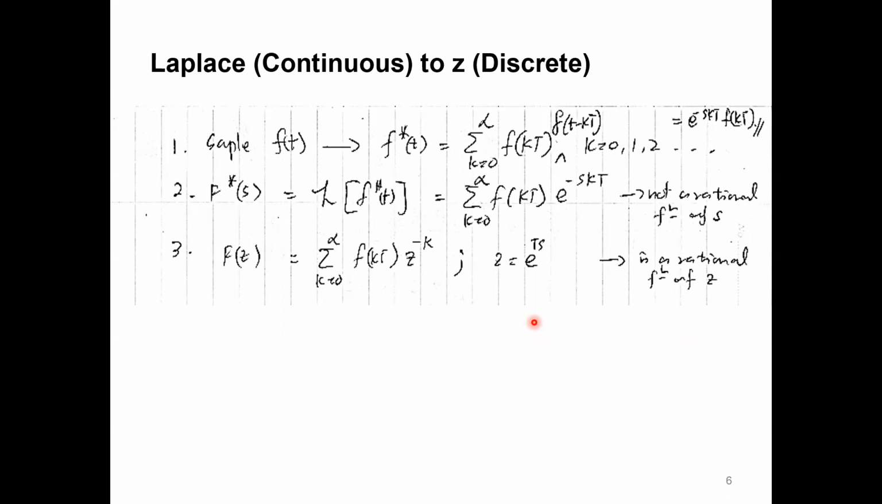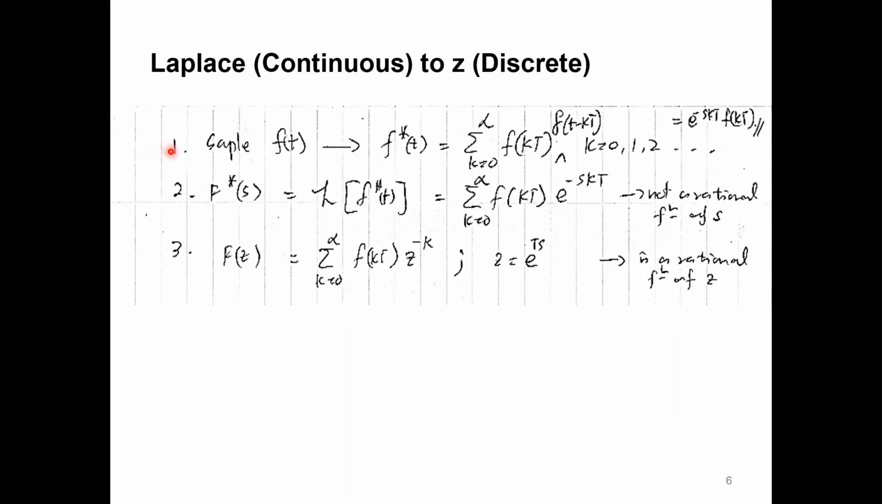So if you see what's on the screen, 1, 2, 3, these are some of the steps that we follow in getting to the Z transform of a function. Any discrete series of samples can be transformed into the Z domain and get the Z transform of that. Now, this is how we do that.